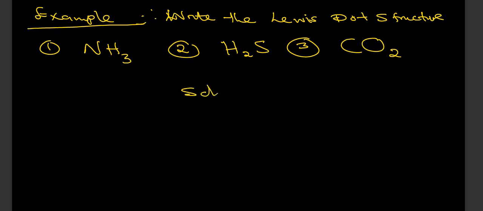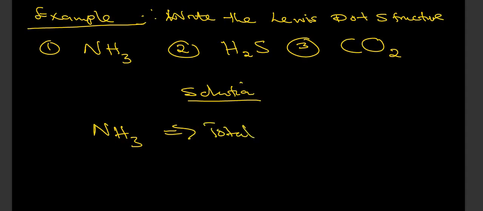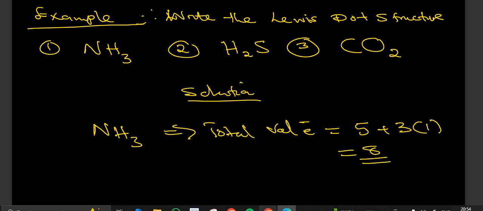The first thing we said you have to do, which is the last thing we discussed last time, is to write the valence electrons for everything. So here we're simply going to say nitrogen has 5 in the outermost shell. Each hydrogen, there are 3 of them, has 1 electron in the outermost shell, giving us a total of 8 valence electrons.